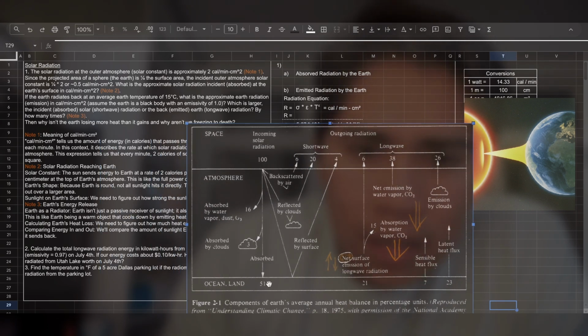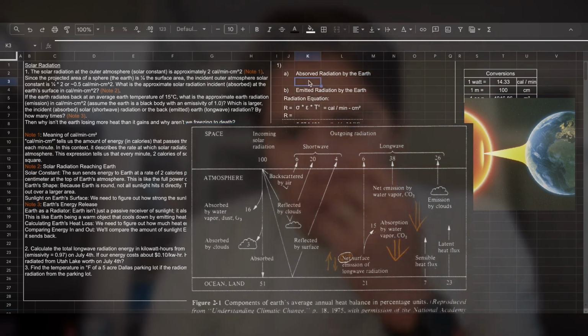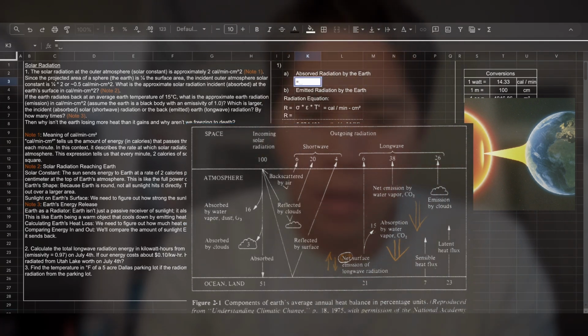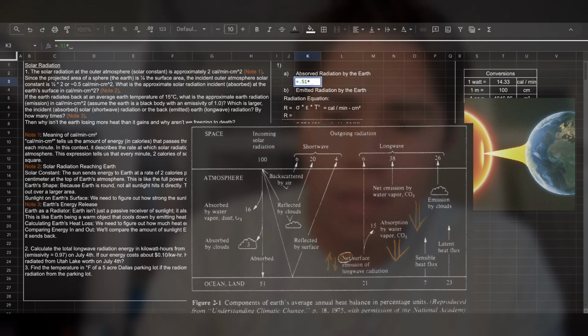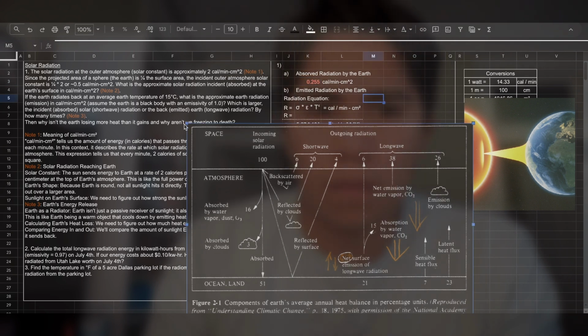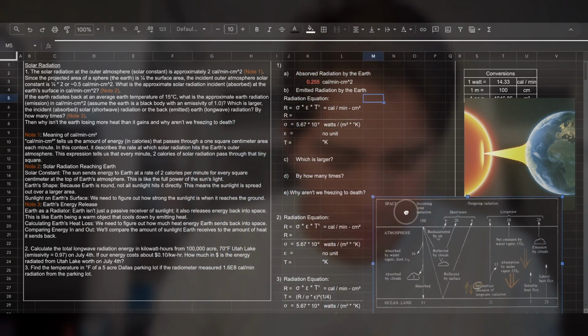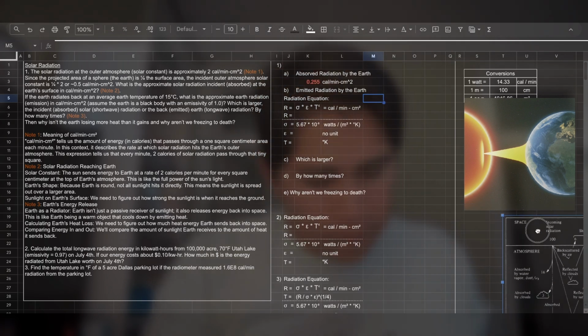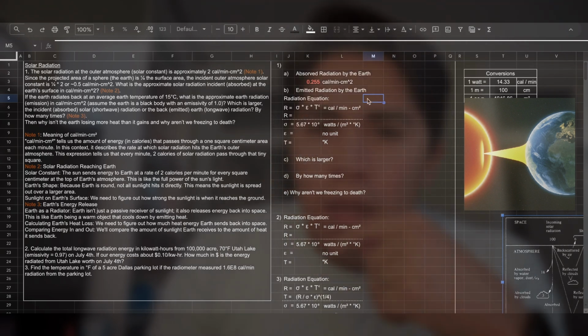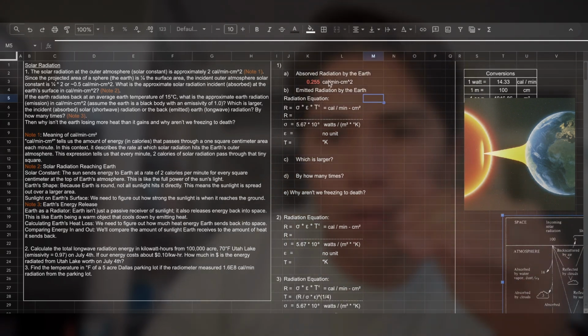And according to this graph, it is 51% of it. So to solve that part A, it would be 0.51, 51%, times 0.5 calories per minute square centimeter. So this will be the answer of that first question. Calories per minute square centimeter. Now, let me double check that. Yeah, that's correct. Now, part B, this is what the Earth's surface, the ground, absorbs.